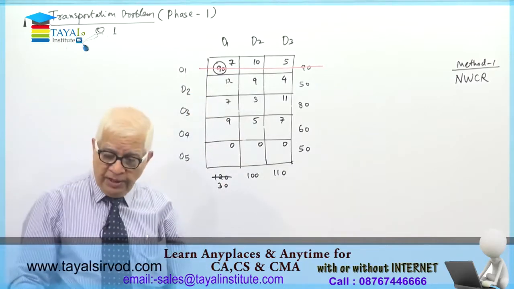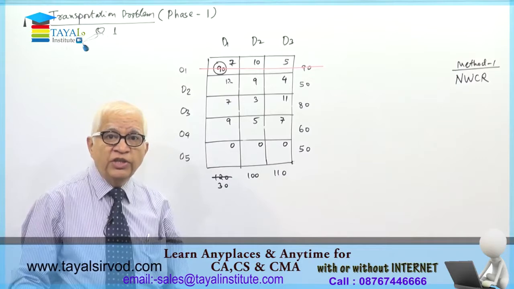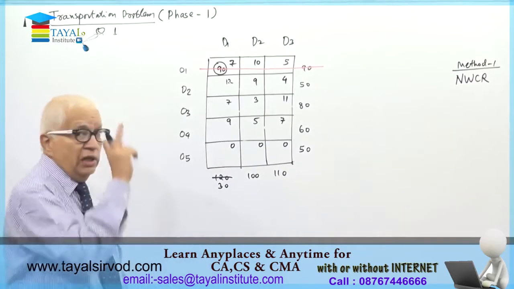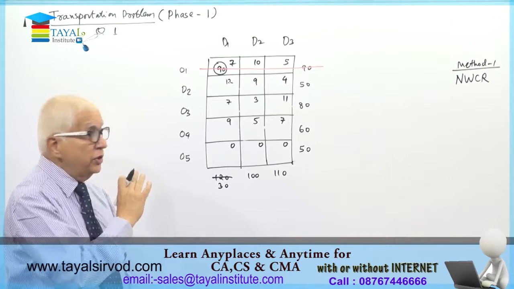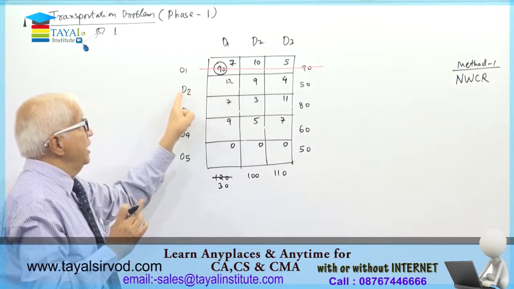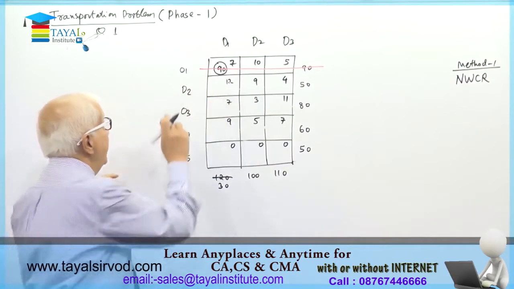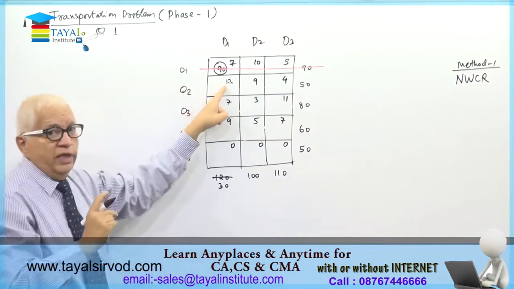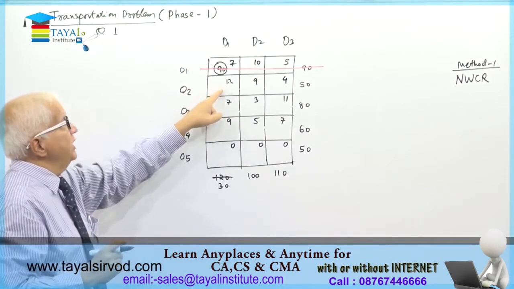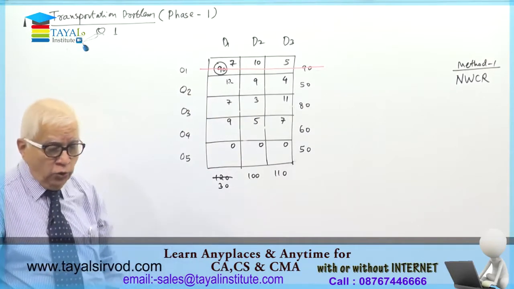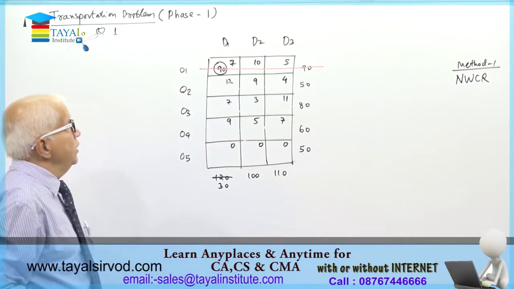Now pick up the northwest corner of this matrix. Which is the northwest corner of this matrix? What is northwest? Uppermost, leftmost. So uppermost and leftmost will be this cell. It can be called as O2D1. Therefore, O2D1 is the cell which is now the northwest corner of the matrix. Now O2D1, what is the situation here?